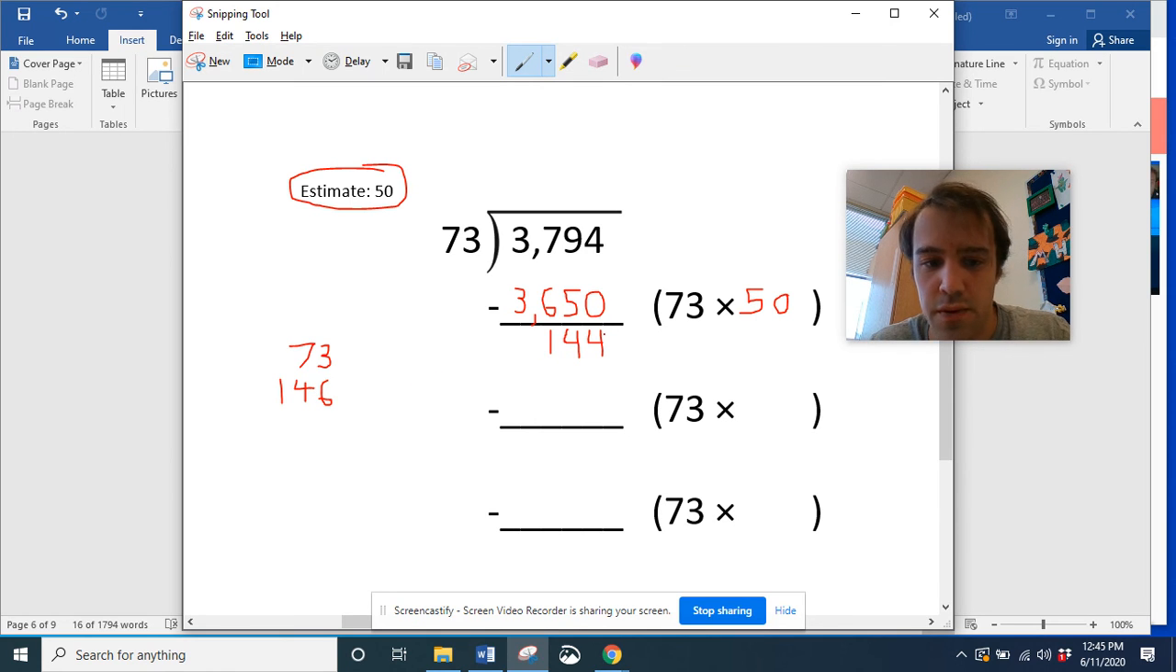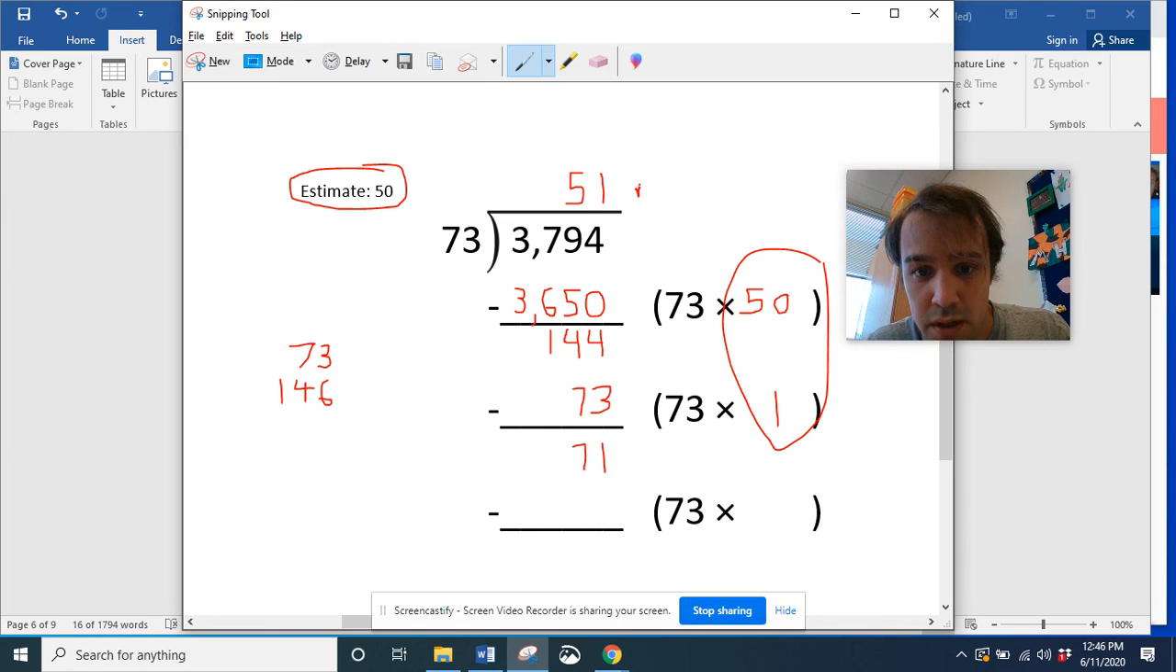But oh, look. I just noticed a problem. 146 is more than 144. We can't do 73 times 2. That's too much. We've got to just do one more group. 73 times 1 is 73. Do some subtraction. Here we get 71, and we have 73 left. So to find our answer, we just have to add these two up: 51. And then add on my remainder, which is 71. So the answer is 51 R 71.